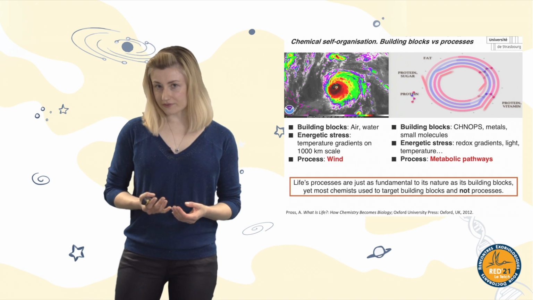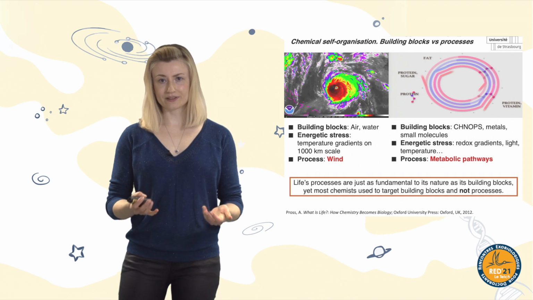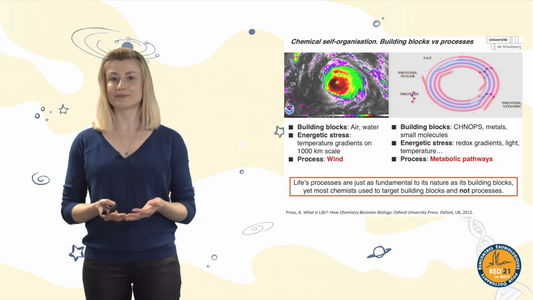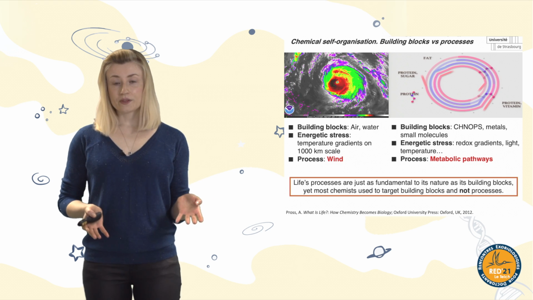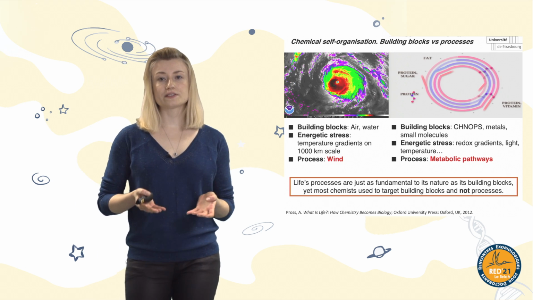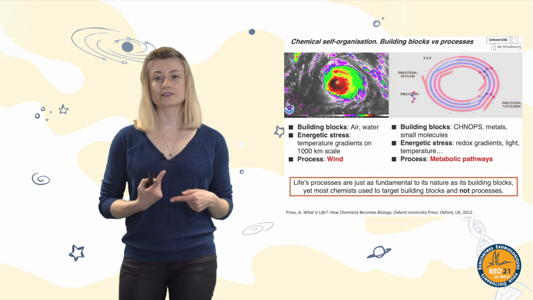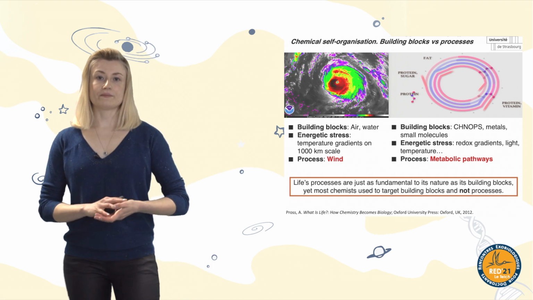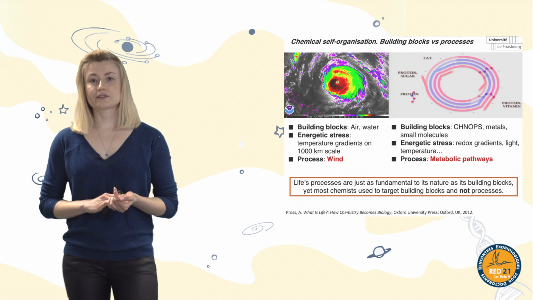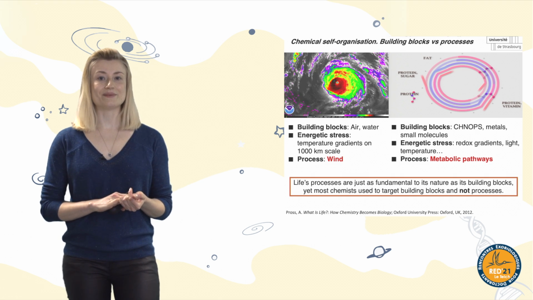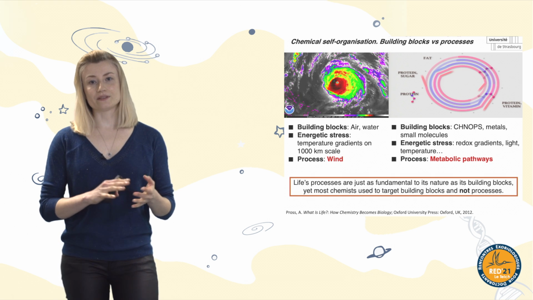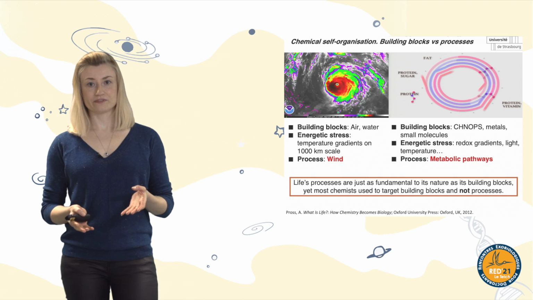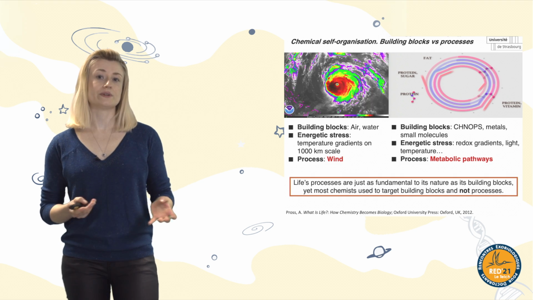So the building blocks of a hurricane are air and water. But obviously, it's not enough to take air and water, mix them together, and you don't obtain a hurricane right away. So what you need to have to obtain this vortex-like wind structure is an energy gradient. So, for example, a temperature gradient or a pressure gradient across 100 or 1,000 kilometer scale. And only then, when you have these conditions fulfilled, you obtain a process which is called the wind.